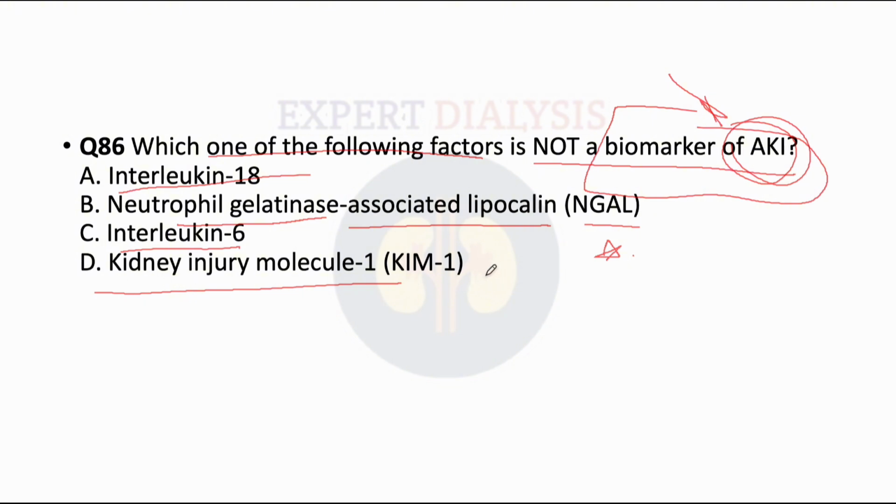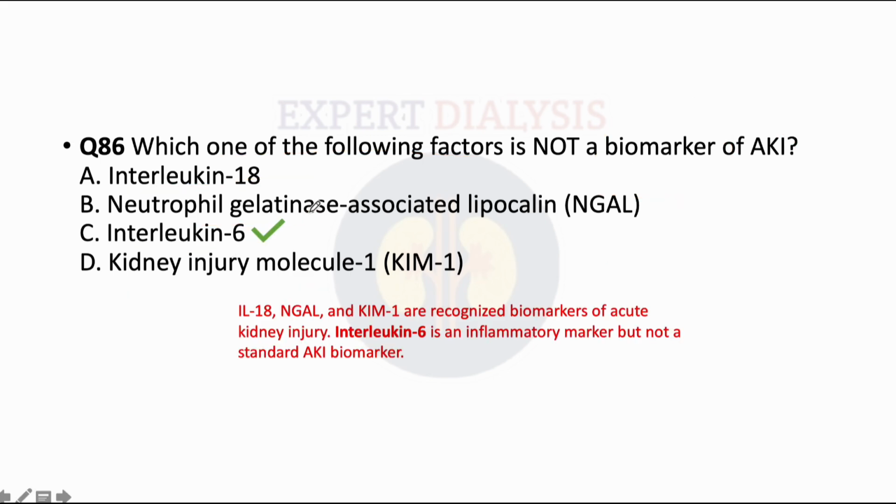By name, it is a biomarker of acute kidney injury, and so is NGAL. It is also a very common biomarker of AKI. You might get confused between interleukin 18 and interleukin 6. So I want to say that interleukin 6 is not a biomarker of AKI. Interleukin 18, NGAL, and kidney injury molecule are recognized biomarkers of AKI, but interleukin 6 is an inflammatory marker and not a standard AKI biomarker.